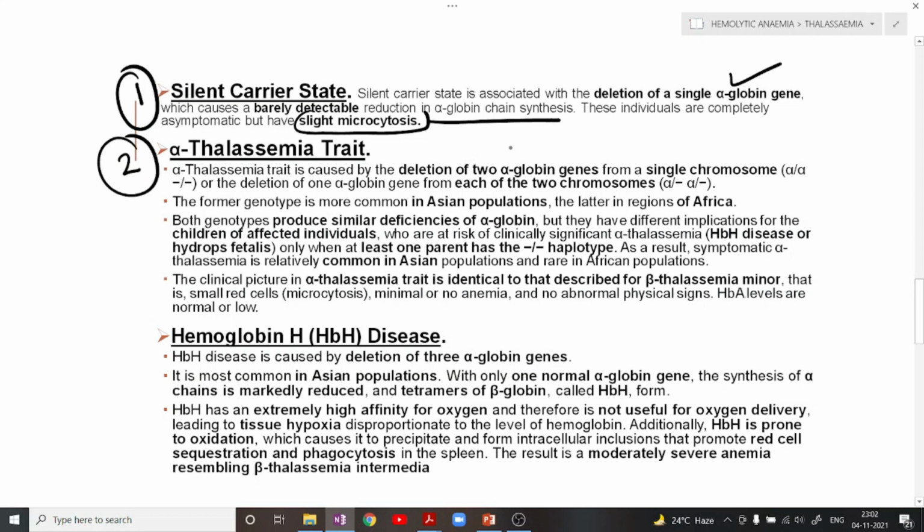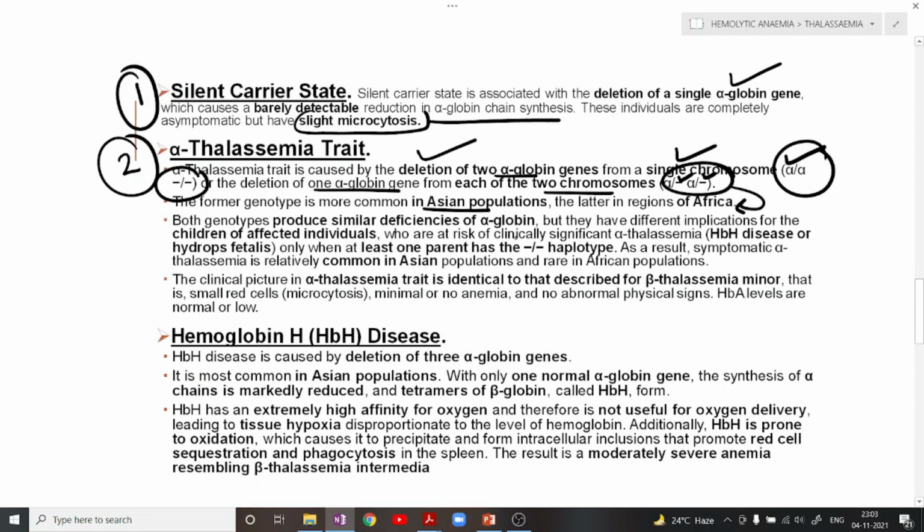If you see over here, it is characterized by deletion of 2 alpha globin genes. Now remember, it can be either a single gene deleted from each of the chromosomes like this, or deletion of both alpha globin genes from one chromosome. So either a chromosome will completely lose all its genes, or one from each. Now the former is more common in the Asian population, whereas the latter is more common in Africa.